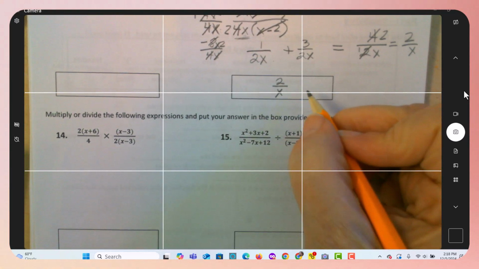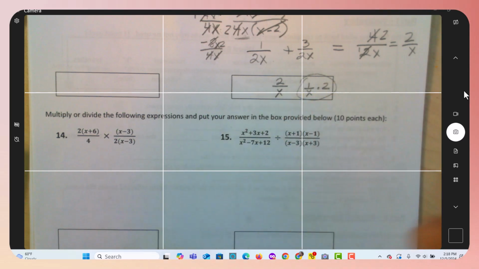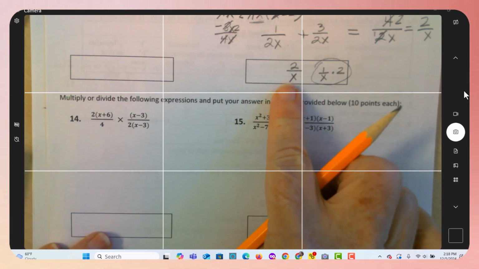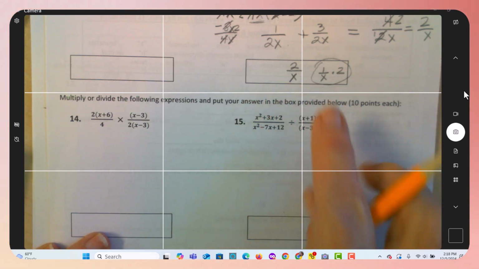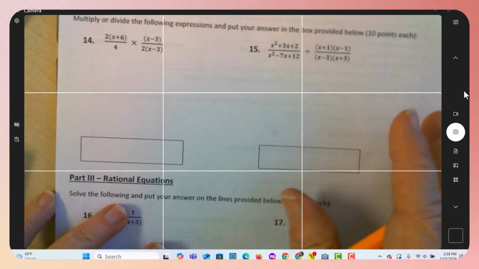This can also be written as 1 over x times 2. You just have to keep that x in the denominator. So look for anything that might not be exactly this, but this is the right answer, just written in a different form.